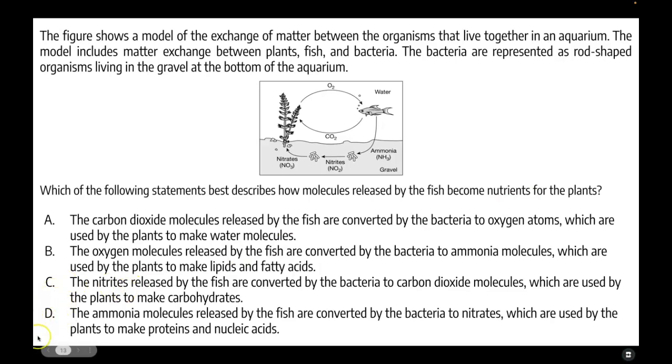And you should have chosen D. The ammonia molecules released by the fish are converted by the bacteria to nitrates, which are used by the plants to make proteins and nucleic acids. A is wrong because bacteria don't convert carbon dioxide to oxygen atoms for making water. B is also wrong because fish don't release that. And C is wrong because nitrates aren't converted to CO2 for carbohydrates.